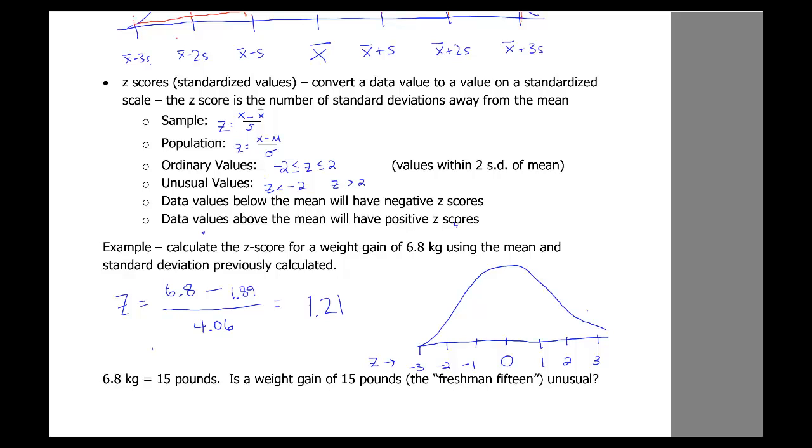if you've heard that phrase before, is that unusual? So unusual Z-scores are less than -2 or greater than 2. So 1.21 is actually ordinary. It's not unusual. So we can say no, it is within 2 standard deviations of the mean. So not unusual at all.